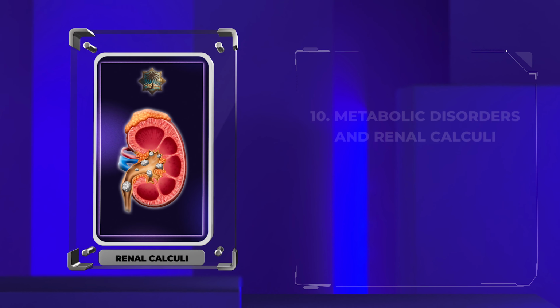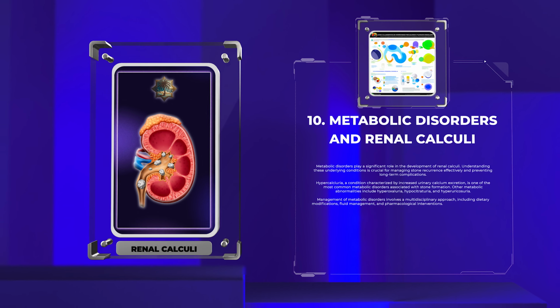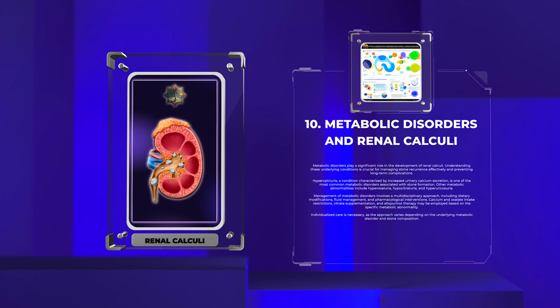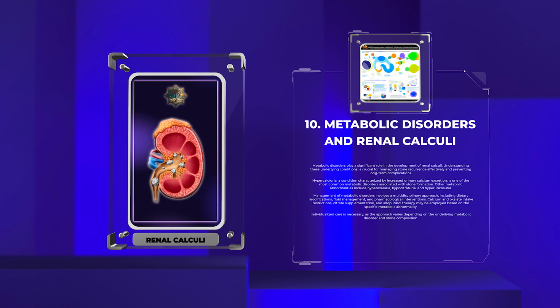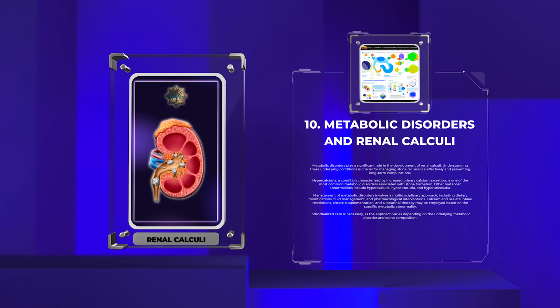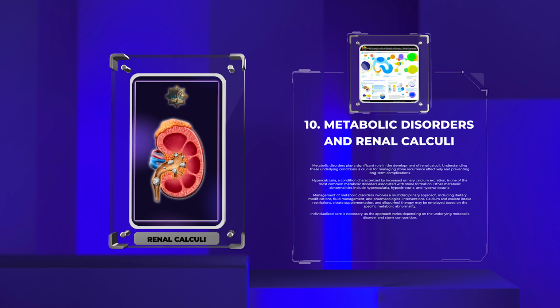Metabolic disorders play a significant role in the development of renal calculi. Understanding these underlying conditions is crucial for managing stone recurrence effectively and preventing long-term complications. Hypercalciuria, a condition characterized by increased urinary calcium excretion, is one of the most common metabolic disorders associated with stone formation. Other metabolic abnormalities include hyperoxaluria, hypocitraturia, and hyperuricosuria.